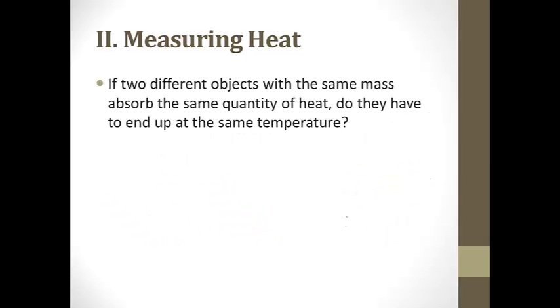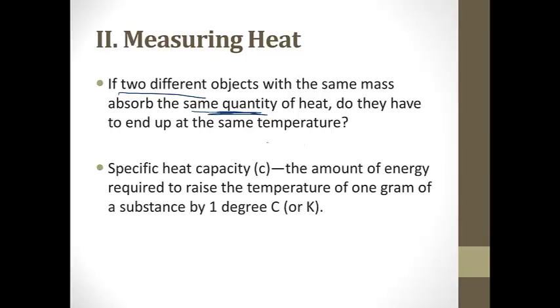Okay, now, if we have two different objects with the same mass and they absorb the same quantity of heat, okay, do they end up at the same temperature? Okay. Sometimes yes, sometimes no. Okay. Now, why is it that both two objects, object 1 and object 2, could both absorb the exact same amount of heat, but T1 and T2, T final and T final, will not be the same?